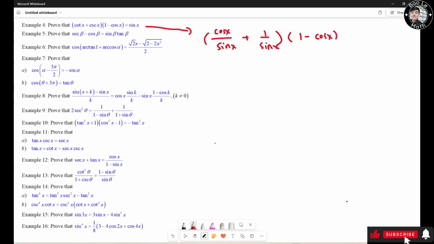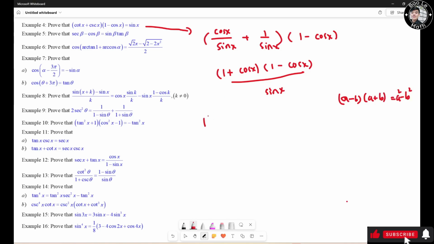Now this has the same denominator, so I just rewrite this one as 1 plus cosine s, and then I multiply this, it's going to be 1 minus cosine s over sine s, right? Alright, so the top right here is the difference of two squares formula, right? Remember we have a minus b times a plus b, it's going to be a square minus b square, right? So this turns out to be 1 square minus cosine square of s over sine s, right?